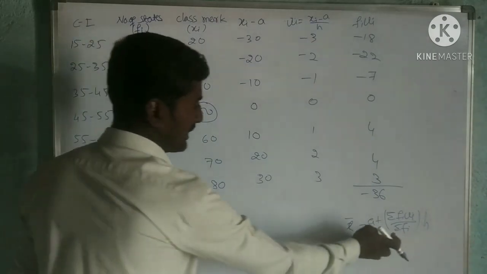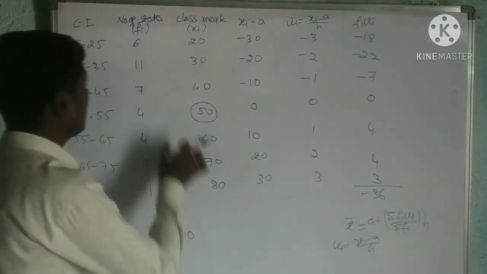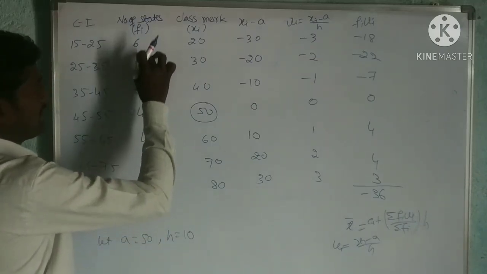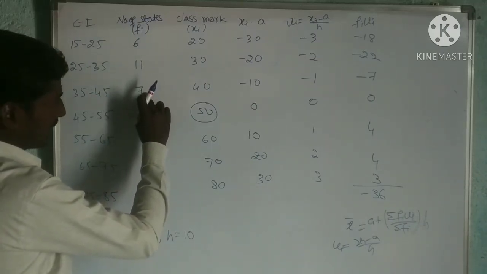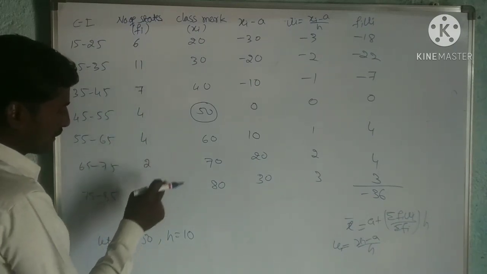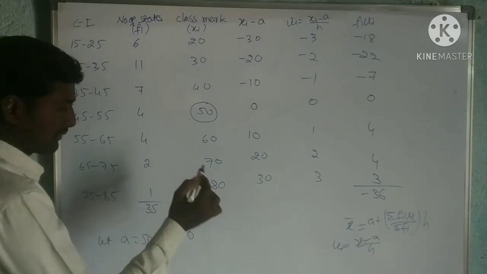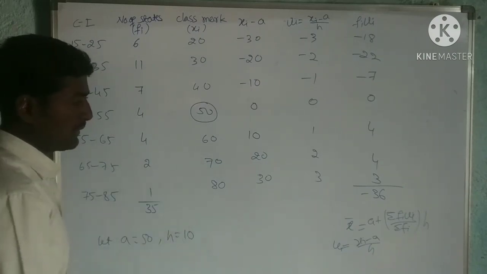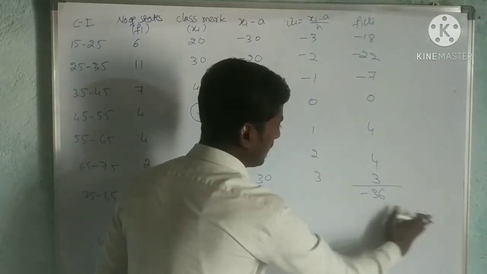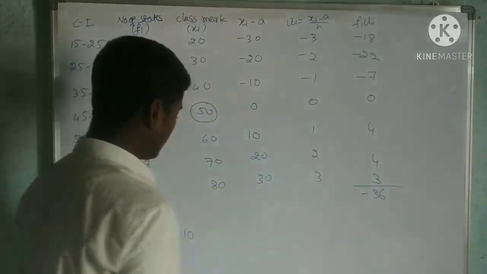Then one more I want, that is the sum of Fi. I want this sum. What is that? 11 plus 6, 17 plus 7, 24, 28, 32, 34, 35. Sum of Fi is 35. Now we can write the formula to find the mean by the step deviation method.